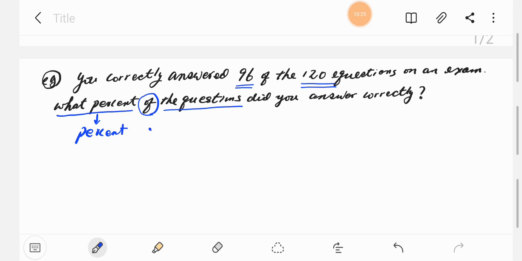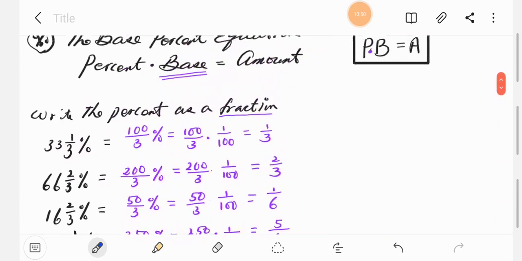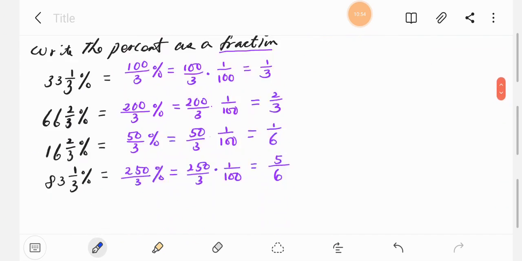Of means multiply, right? Multiply the questions. This is the base, right? Did you answer correctly? That is the number of questions you got correctly. This is the amount, right? Amount. So isn't it percent times base equals amount, PBA? PBA: percent times base is equal to amount.